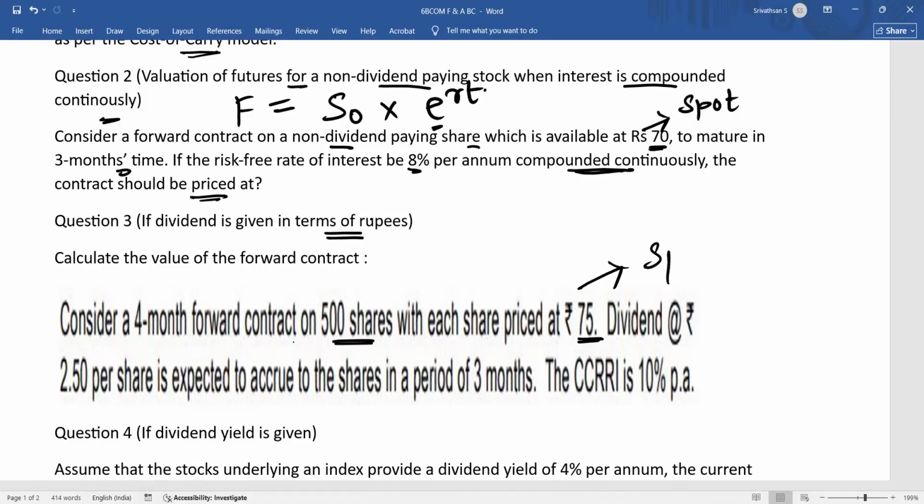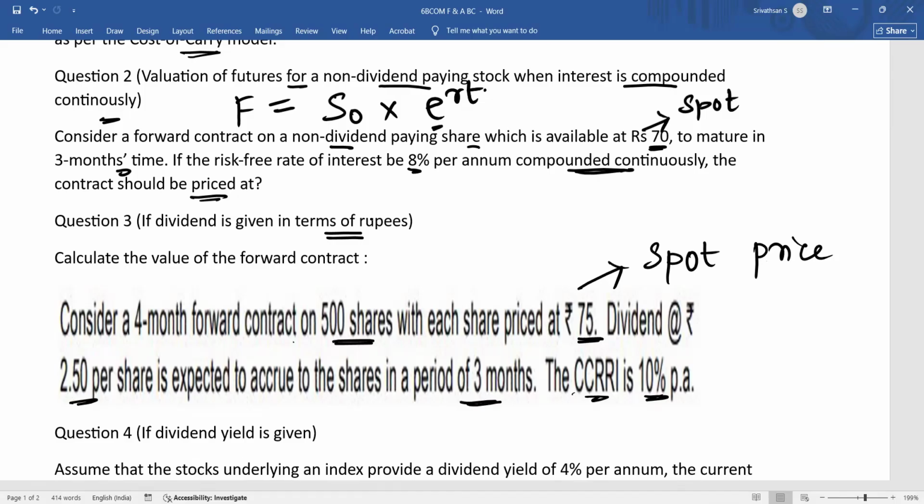So this is nothing but the spot price, S0. Dividend of 2.5 per share is expected to accrue to the share in a period of 3 months. Now, when is this dividend going to be paid? 3 months later, right? What is CCRI? It is nothing but continuously compounded rate of interest, right? Continuously compounded required rate of interest is 10% per annum.